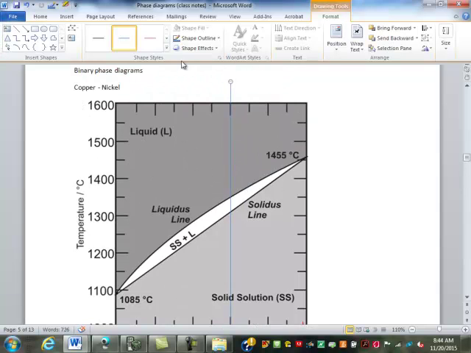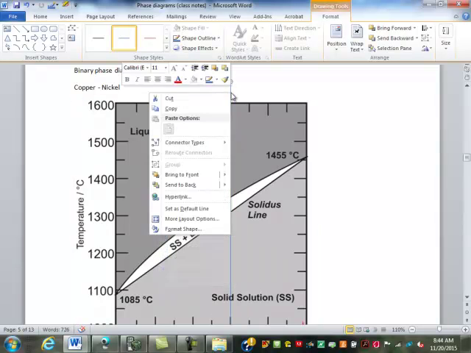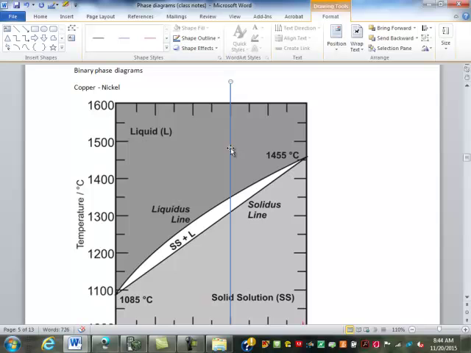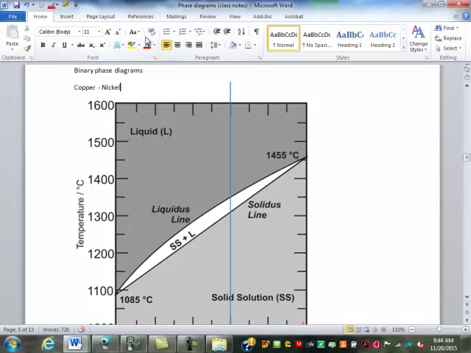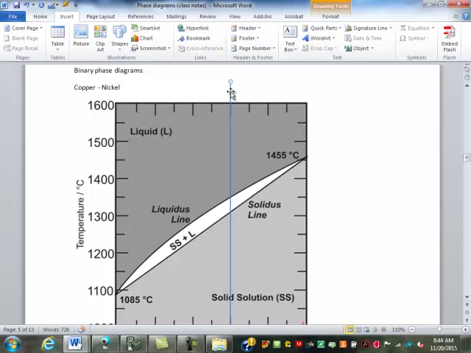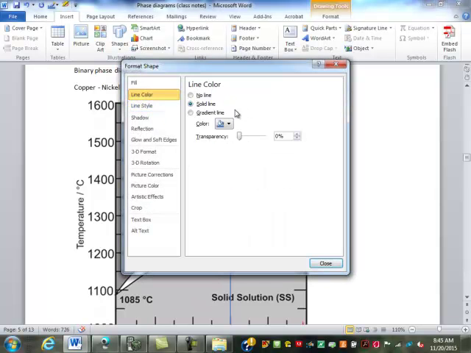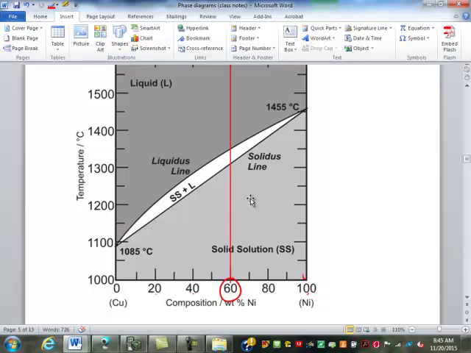Right there. I'll make that a little bit thicker so you can see it. There we go. So there's that line. You guys see that okay? All right. Here, we'll do this again. There. That'll make it a little easier to see. At 60%, we'll make some horizontal lines here.